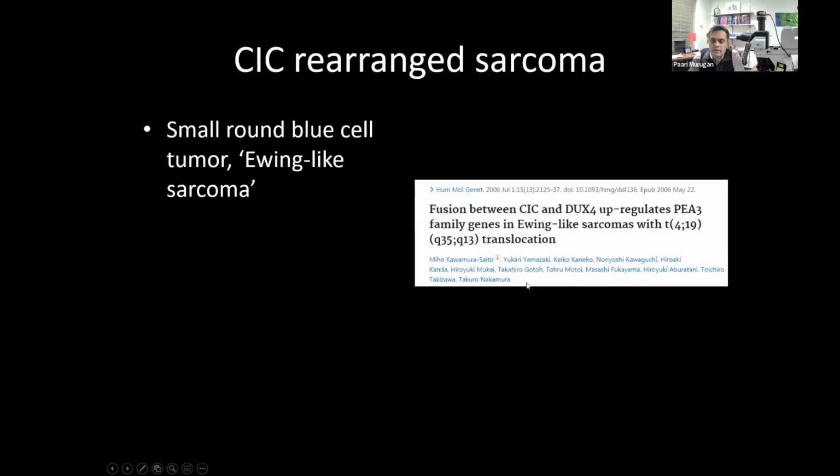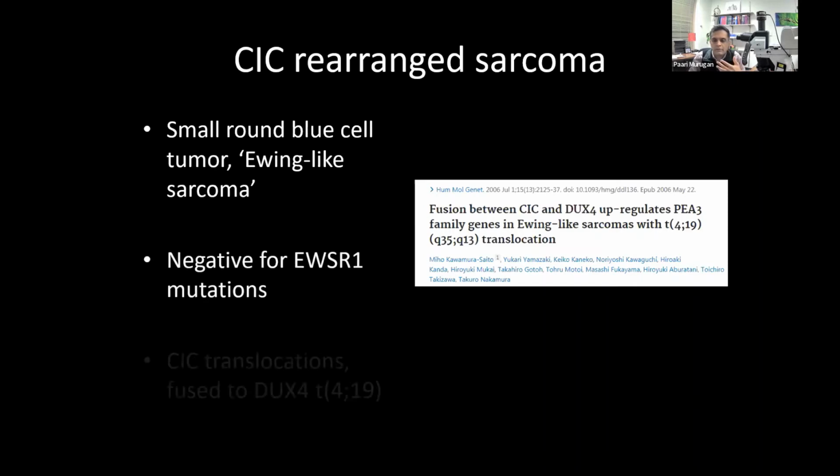Nakamura and colleagues showed that Ewing-like sarcoma had a fusion between these two genes, CIC and DUX4, and it also upregulates the PEA3 family of genes, which is in fact used as a good immunohistochemical marker. ETV4 is a PEA3 family gene, which is upregulated in this tumor and can be used as a really good immunohistochemical surrogate. But after that, we did not get too much information about this tumor till Dr. Antonescu did a large study of about 115 cases.